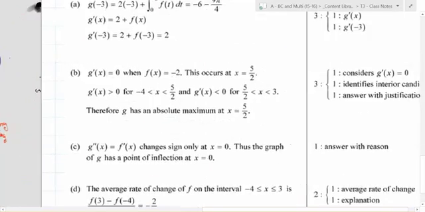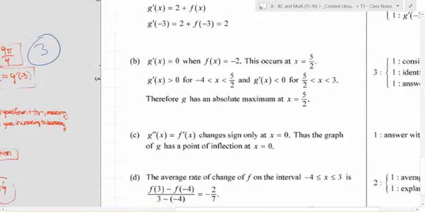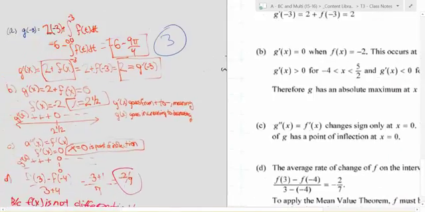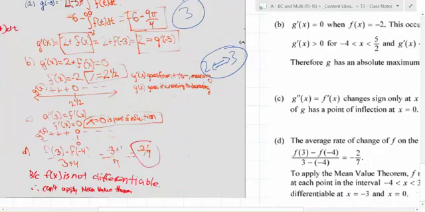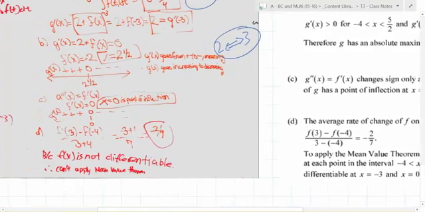Just remember, you have to consider, identify, and answer with justification. So you have to make sure you justify it. You need to be real specific. Please remember, they can't infer anything. So this is questionable whether this would be 3 or 2 points, but it's somewhere between 2 and 3 right here, depending on the justification. Just be very, very careful. For C, it only changes sign.